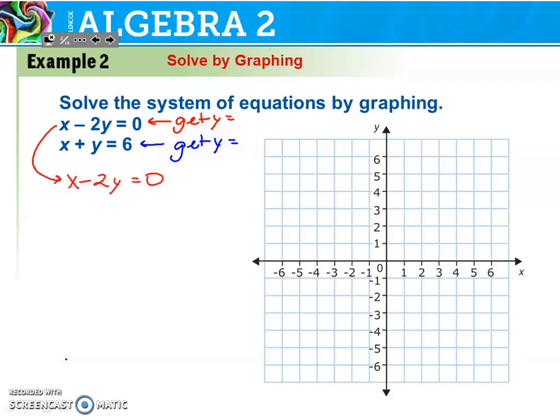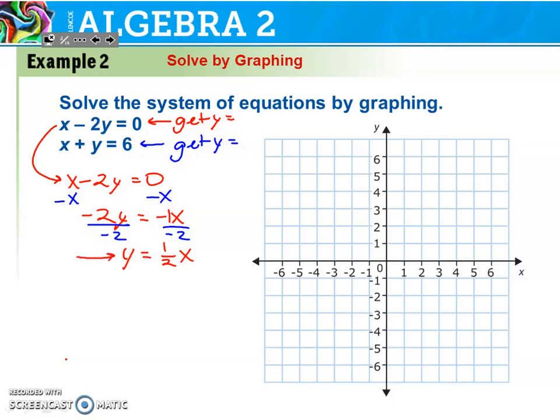I need to get that into my y equals form, so I'm going to subtract x first. Gives me a negative 2y equals a negative x. And then I'm going to divide by negative 2. And when I divide by negative 2, I end up with y equals, remember there's a 1 in front of that there, so negative 1 divided by negative 2 gives me a positive 1/2 x. Okay, so that's my first y equals there.